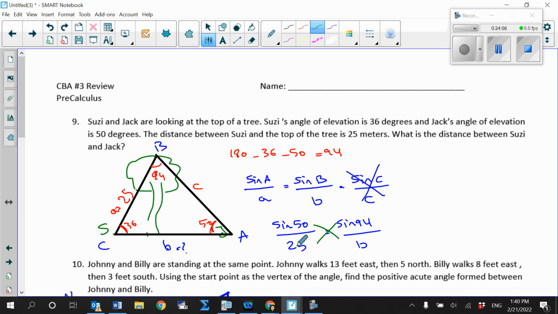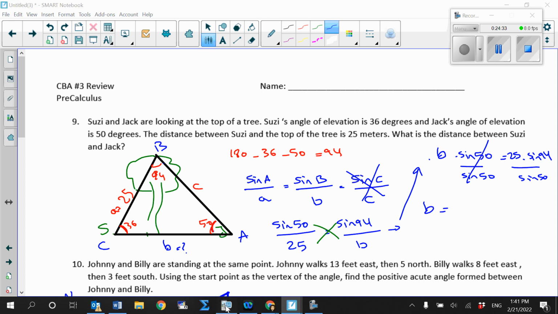Now I can cross multiply and solve for B. I'm going to write that here. B times sine of 50 is equal to 25 times sine of 94. Now I'm going to divide both sides by sine of 50, and then I can have the B value.